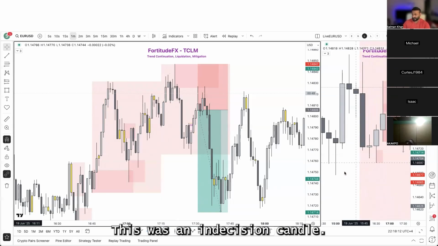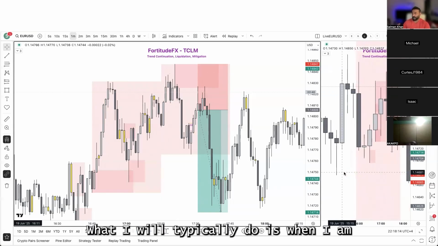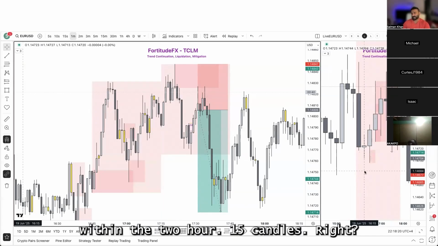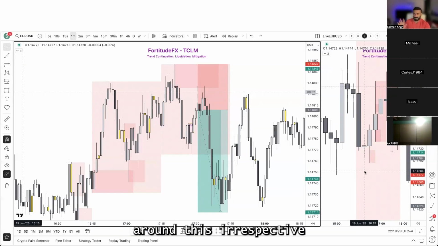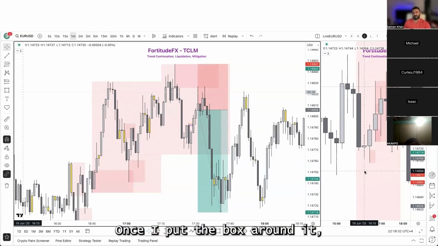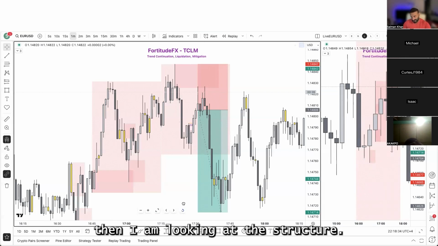This was an indecision candle. And why did I choose this? What I will typically do is when I am looking at this, I have how many candles within the 2 hour? I have 15 candles, right? Every candle I am putting a box. As one gets printed, I will put my box around this, irrespective of what is happening on the chart, right? Once I put the box around it, then I'm looking at the structure.